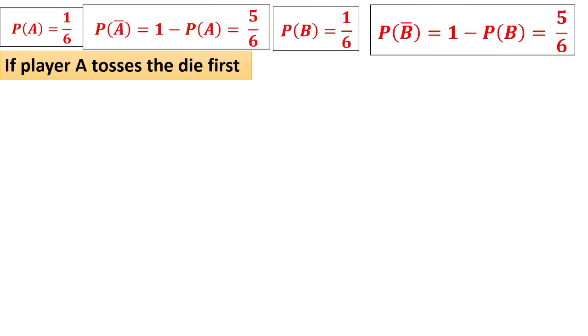Let us move on. If player A tosses the die first, what happens? First chance, he wins. If he is not winning, he will give it to the other fellow. Then he will win in the third chance. If in the third chance also he is not winning, he will give it to the fourth and he will win in the fifth. Like that he will be winning in the first or third or fifth or seventh and so on. But it will be happening like this.